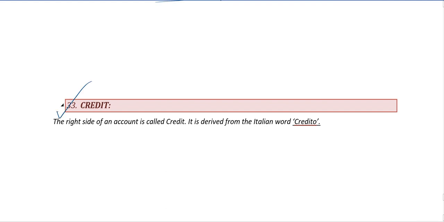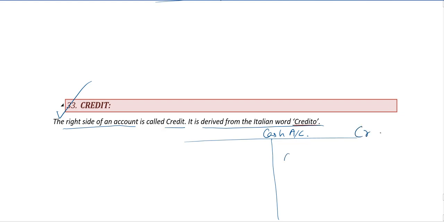33rd term, credit. The right side of an account is called credit and it is derived from the Italian word creditor. So let's take the same example as we took for debit. Let's say we have a cash account. The right side, which is this side, is called credit side. When we record entries on the right side, the credit side, we are said to have credited the cash account.